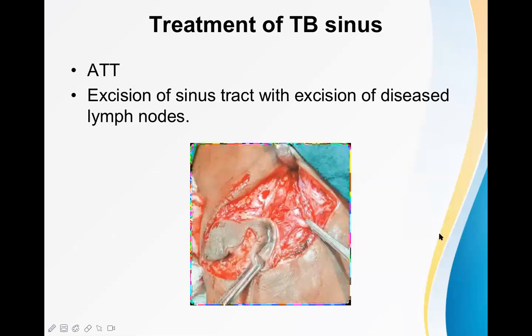If the sinus is already formed, you have to go for excision of the sinus tract. You have to remove the sinus tract, and at the same time remove the diseased lymph node as well, and ask the patient to take ATT for a longer duration. So this is how we manage the cold abscess and sinus formed by tubercular organism.